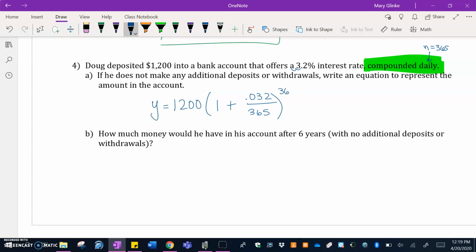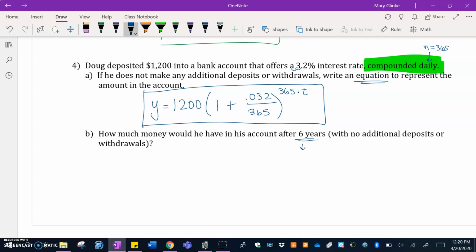To the n times t. Now we don't know t because this one is just asking us to write an equation, so we can plug anything in. So this is our equation. It has an input and an output. We're going to use that equation to answer part B.